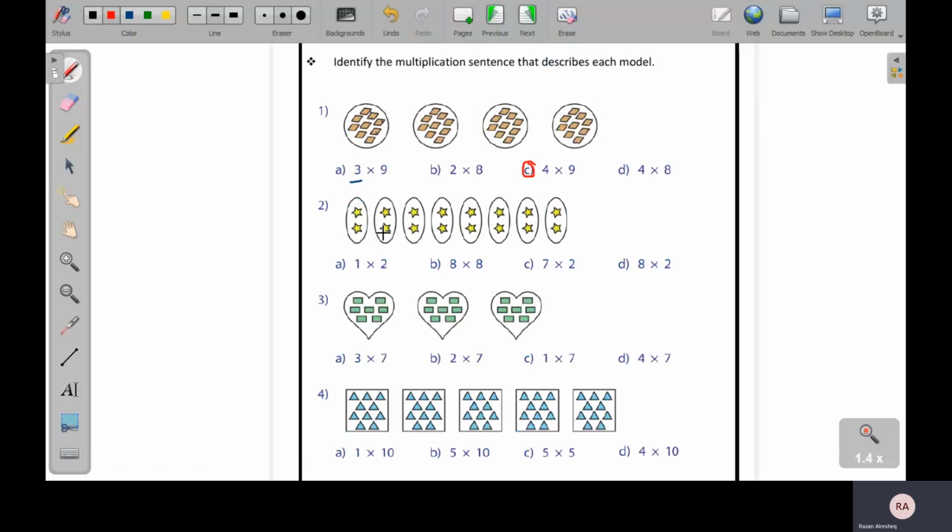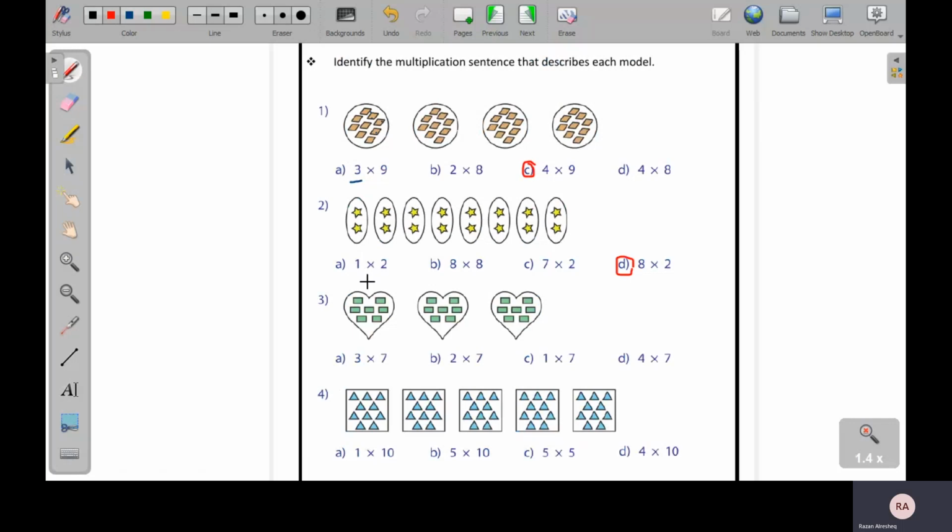In number 2, I have 1, 2, 3, 4, 5, 6, 7, 8 groups. So I know my first number is going to be 8 in the multiplication sentence, and each group contains 2 stars. So I know my second number is going to be 2. If I look at my options, A won't work. B gives me 8 groups, but I don't have 8 objects inside each group, so that won't work. C also won't work. 7 is not correct. Let's look at D. D is correct because it gives me 8 groups, and each group contains 2 objects. So I circle D.